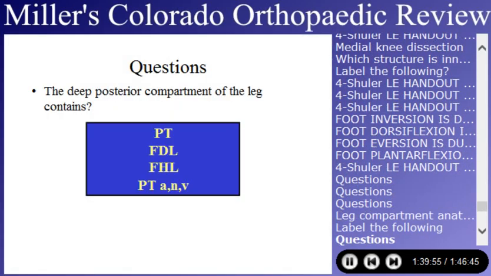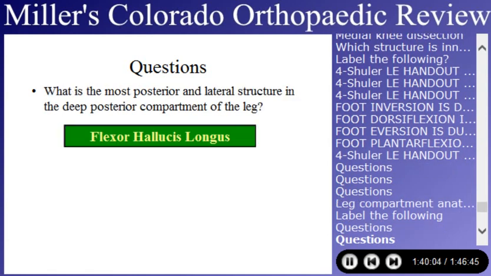The deep posterior compartment of the leg contains 3 things. Most lateral is FHL. For muscle, FDL, PT, and then the posterior tib artery, nerve, and vein. Most posterior lateral structure in deep posterior compartment, flexor hallucis longus. You've got to know that. And the reason why is shown on this exam question.